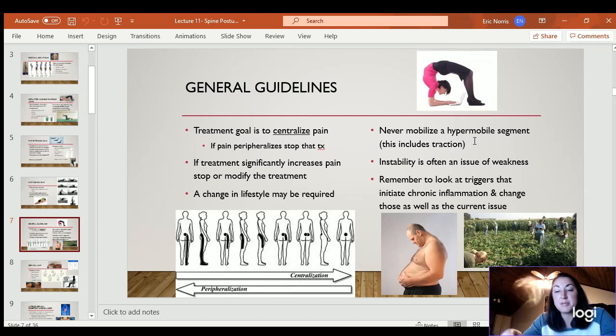One general rule of thumb is we never mobilize a hypermobile segment. So if somebody already moves too much in an area, then we do not want to make it move more. And traction is included in that. So if there's an area of the spine that's unstable and it's moving significantly more than the normal, then you do not want to mobilize it in any way, including traction, because what you could do is actually push it too far out of place, and it could start pushing on the spinal cord, which would then be a medical emergency. We don't want that in any case.